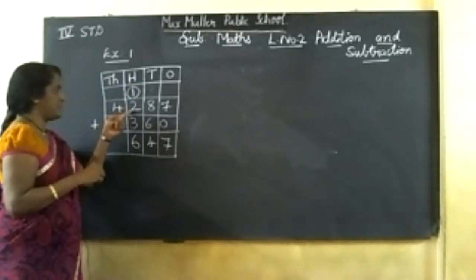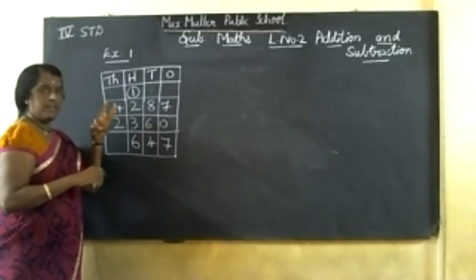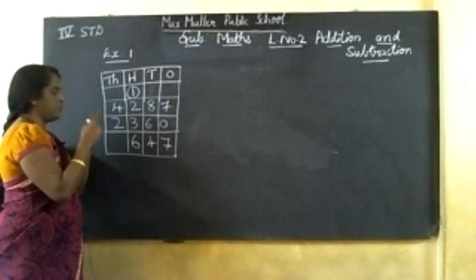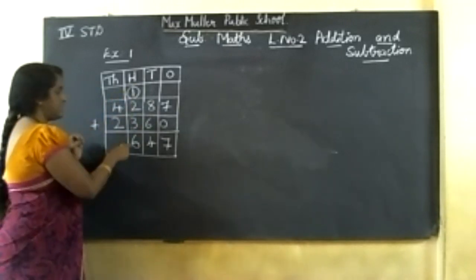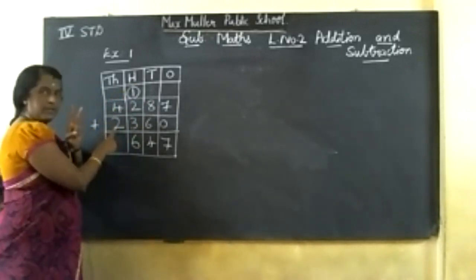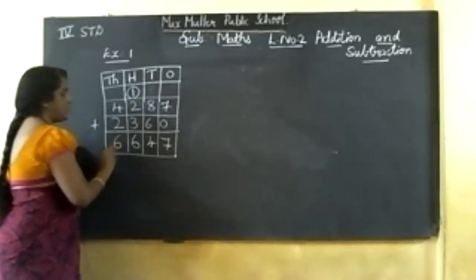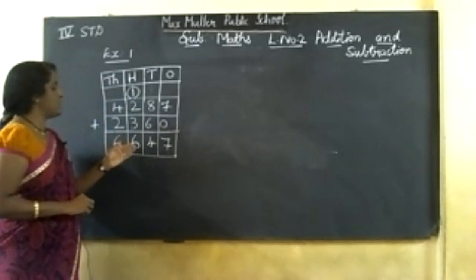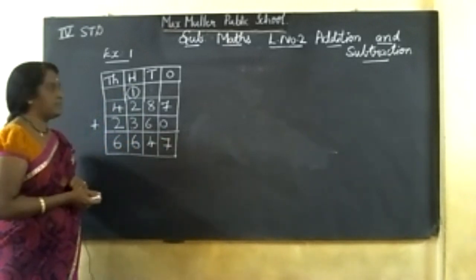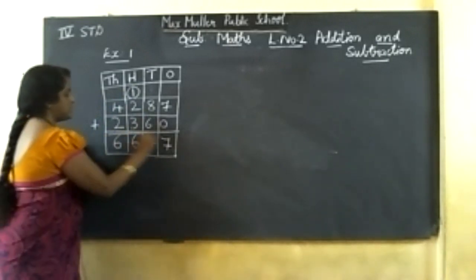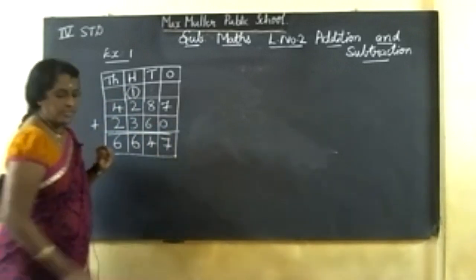See, 2 in the mind, 3 on my fingers. After 2: 3, 4, 5. Plus 1, 6. 4 in the mind, 2 on my fingers. After 4: 5, 6. So you got the answer 6,647. Yes, copy down this, 6,647.